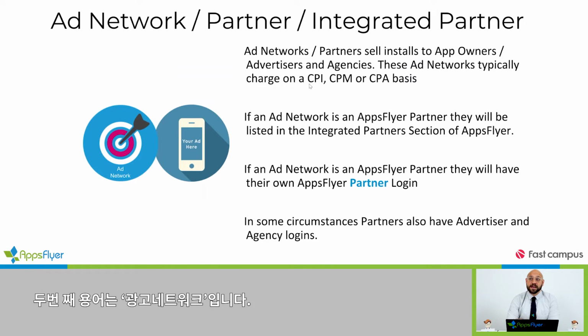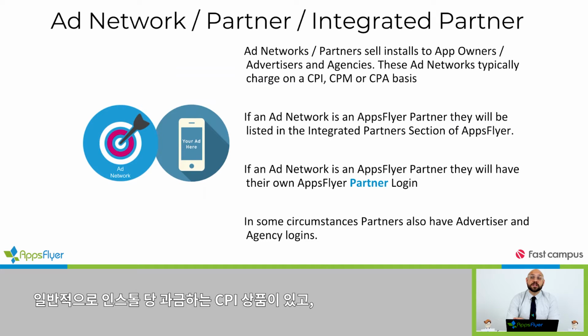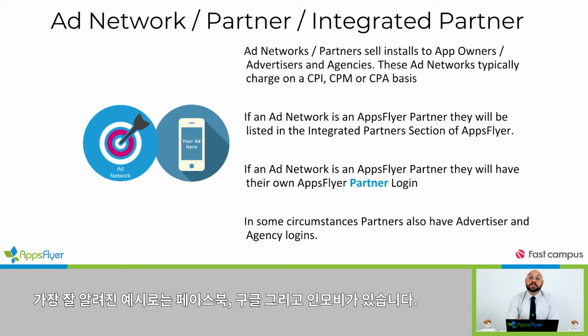Next, we have the ad network. Sometimes we also call this a partner or integrated partner. Ad networks or partners are who sell installs to app owners or advertisers and agencies. Ad networks typically charge on a cost per install, also known as CPI, a CPM, cost per impression, or sometimes on a cost per action basis. Common examples of ad networks are Facebook, Google, and InMobi.